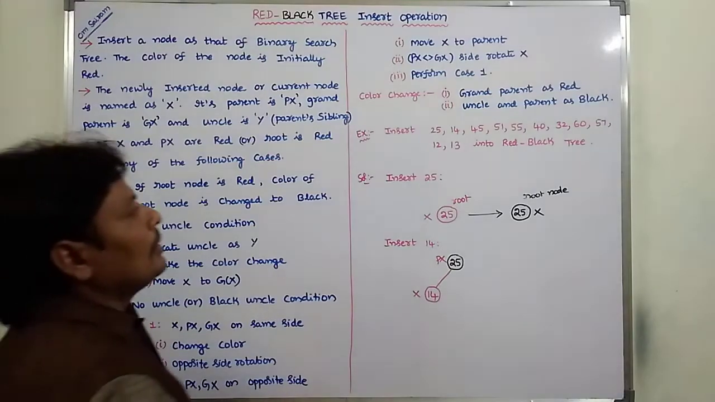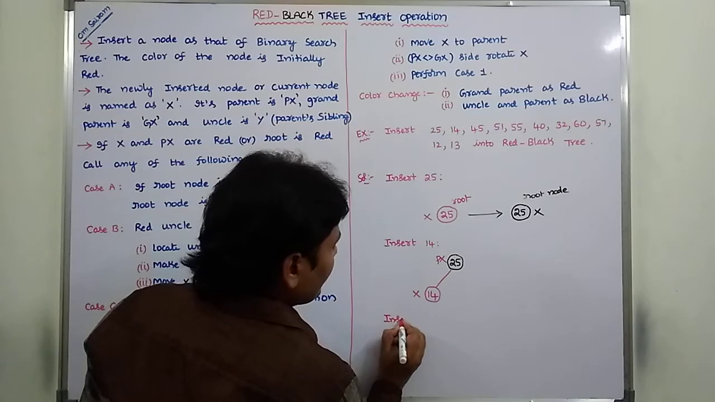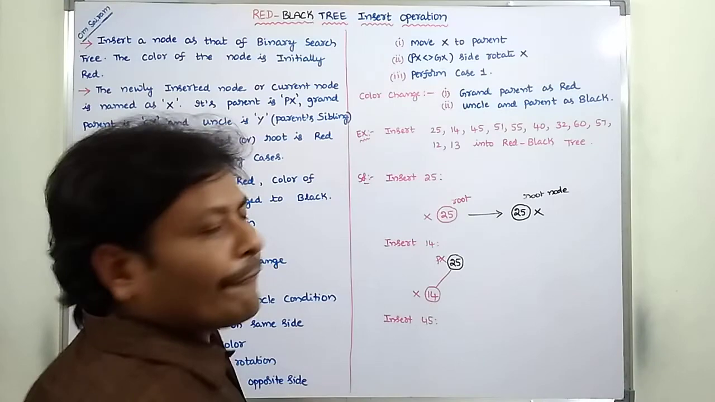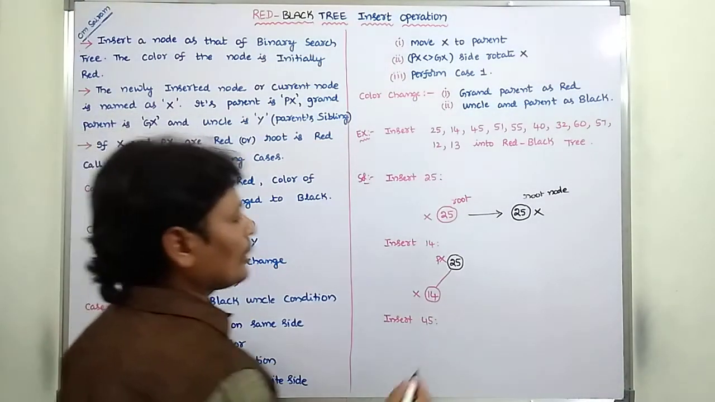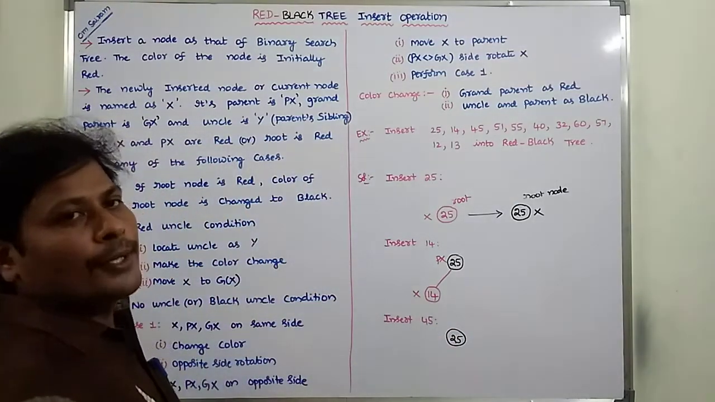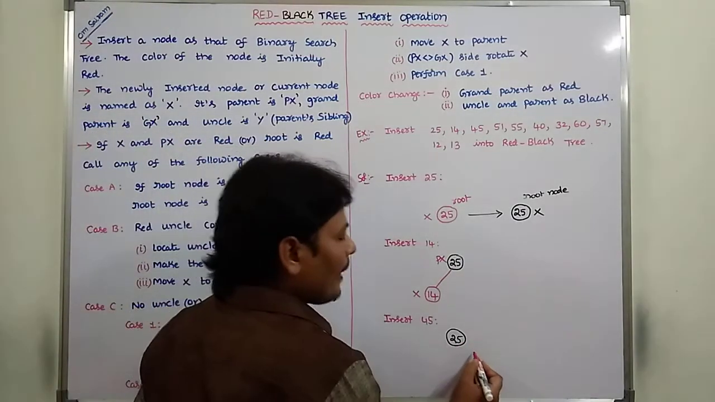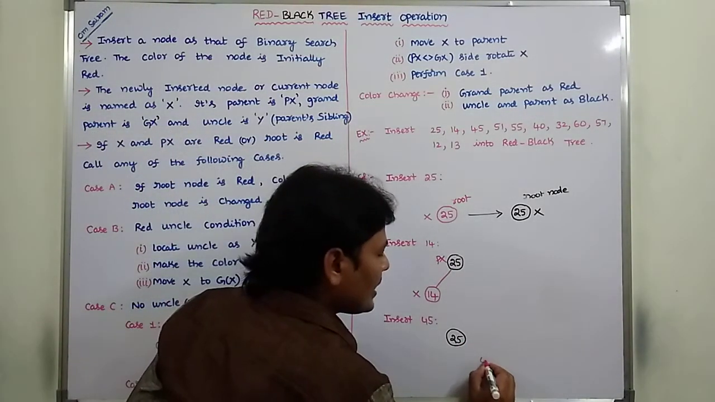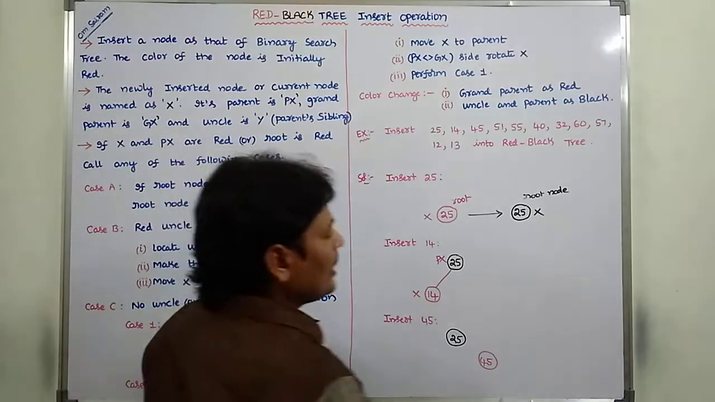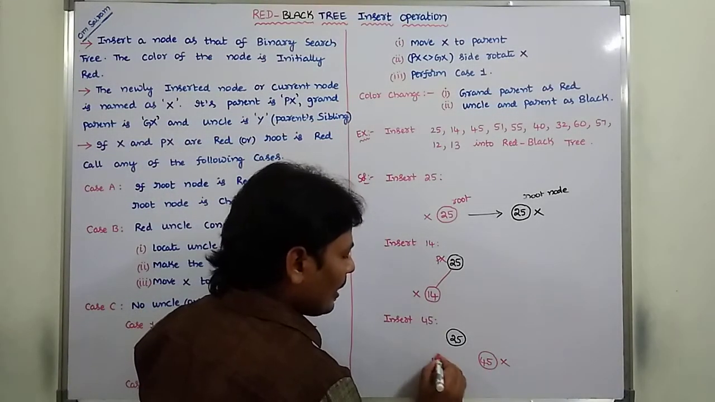Now insert 45. 45 is compared with the root node. 45 is greater than 25, so 45 is inserted on the right-hand side of 25, and it is denoted by X. Previously, 14 is already there.